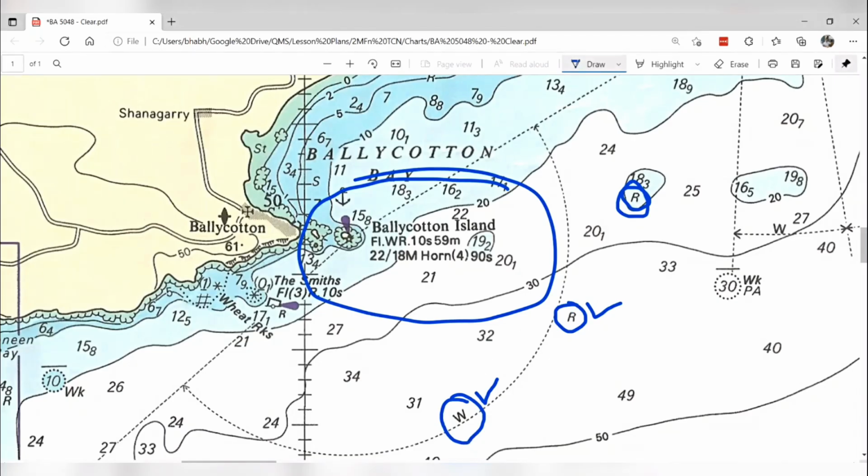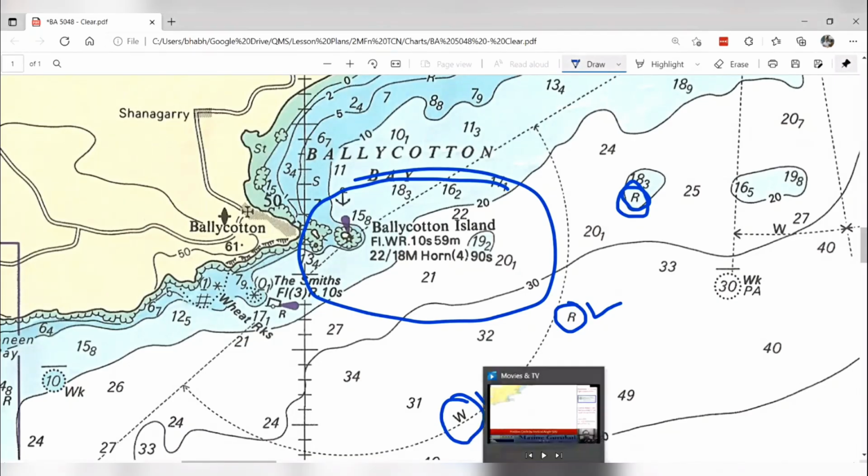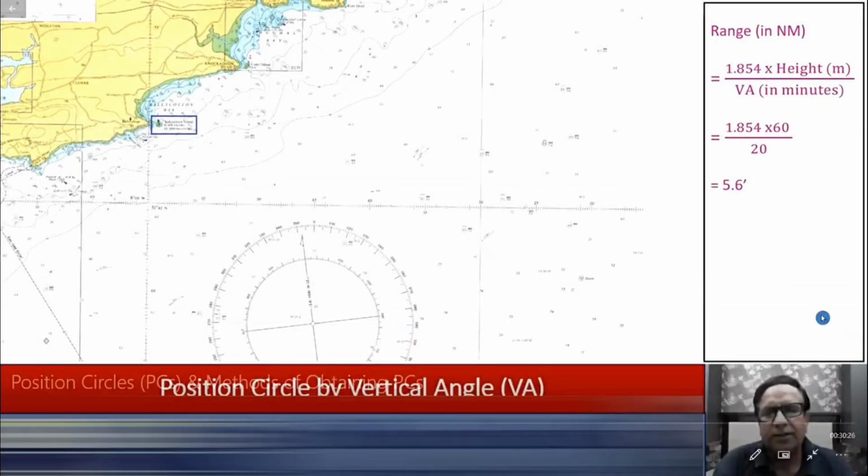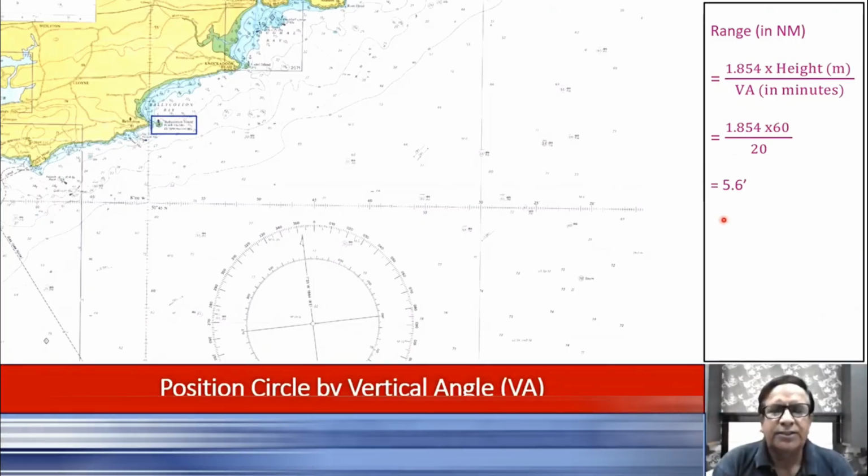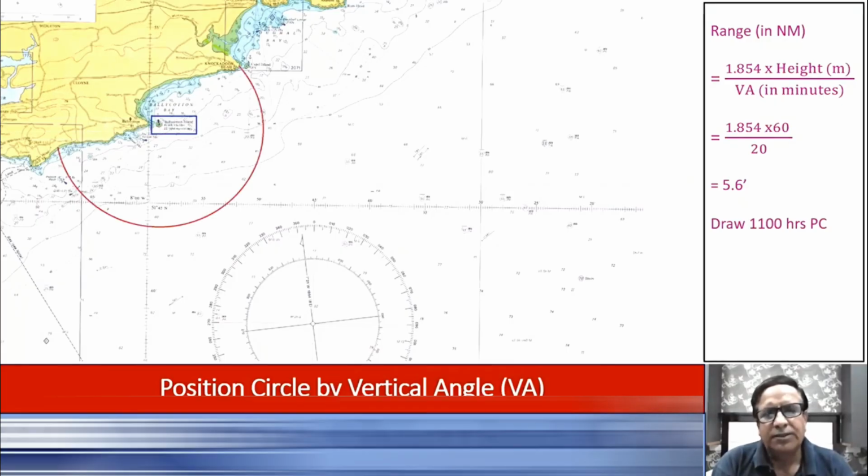Yes sir. Right, let's go back. And the range of the observer comes to 5.6 nautical miles. Now with 5.6 nautical miles as the radius and Ballycotton Island light as the center, we can draw a position circle, and this is the position circle of the vessel at 1100 hours.